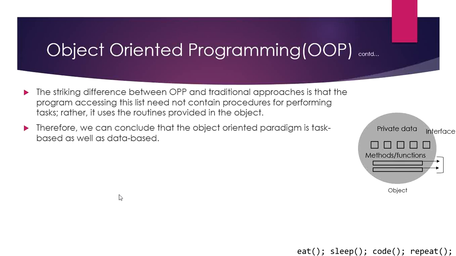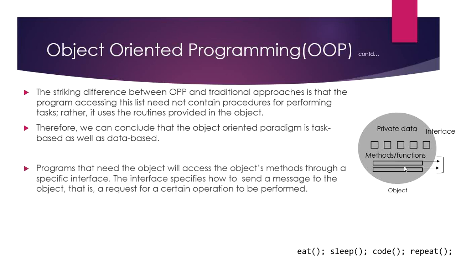As you can see, this is an example. This figure represents a generic object in the object-oriented paradigm. Every object contains some data and operations, or methods, as functions. So this is the data, and these are the functions that we want to perform on it. While some objects may contain only basic data types such as characters, integers, and floating types, other objects may incorporate complex data types such as trees or graphs, which you will understand in future. A program that needs an object will access the object's methods through a specific interface, and this interface specifies how to send a message to the object, that is, a request for a certain operation to be performed. So before performing that operation, you request that particular class or object to perform it, and there it has a particular interface.